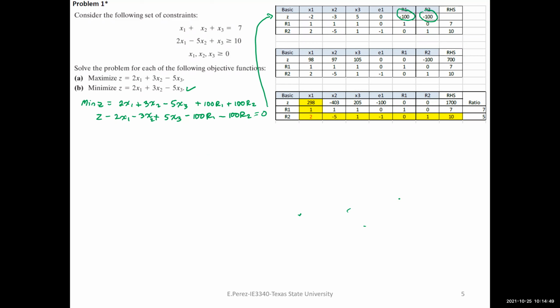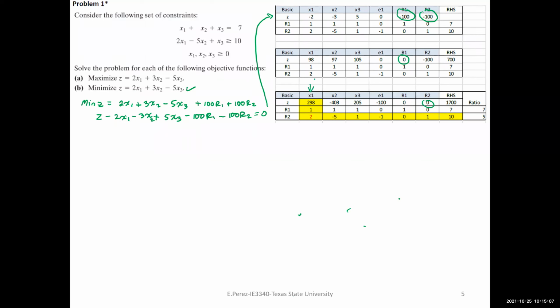So this has to be equal to 0. In the first table, we made that 0. In the second table, we made this one 0. So now the tableau is consistent. Since we are minimizing, we are looking for the largest positive coefficient. So we can now solve the problem.